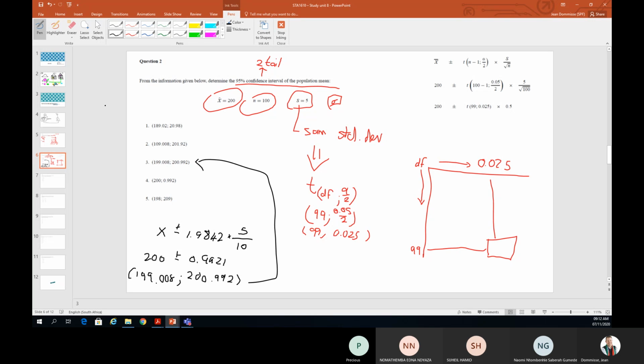What I would have done before I even started with this whole calculation is notice that 200 is in the middle. So my upper must be bigger than 200 and my lower must be smaller than 200. So that one is out because my upper is 20.